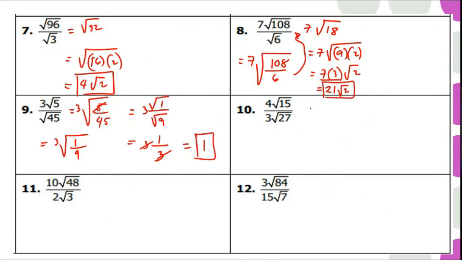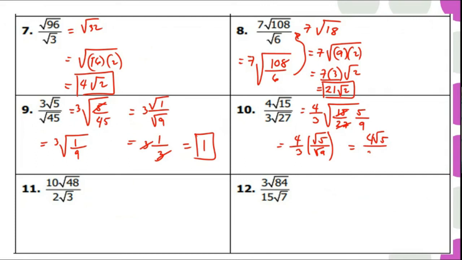With number 10, let us simplify. So 4 over 3 square root of 15 over 27. The common factor here is 3. So 15 divided by 3 is 5. 27 divided by 3 is 9. So our answer now will be 4 over 3 times the square root of 5 over the square root of 9. Simplifying, we will lead to 4 square root of 5 over 3 times square root of 9, which is 3. So it will be 4 square root of 5 over 9. This will be the final answer.